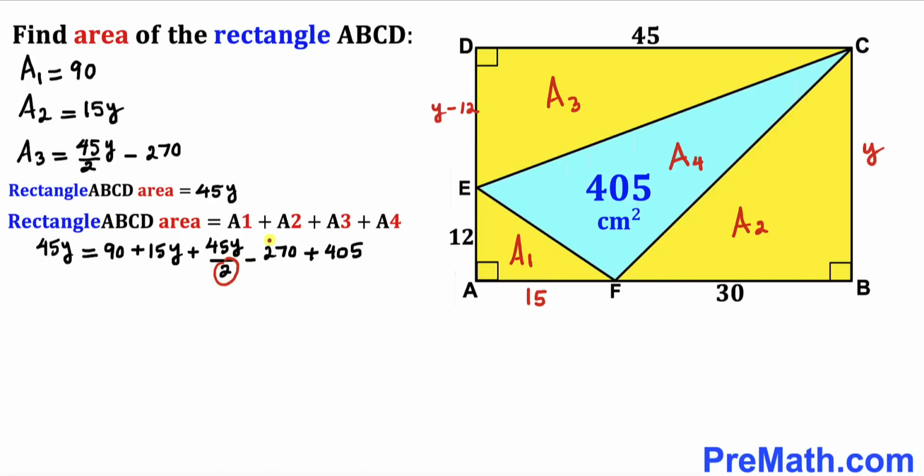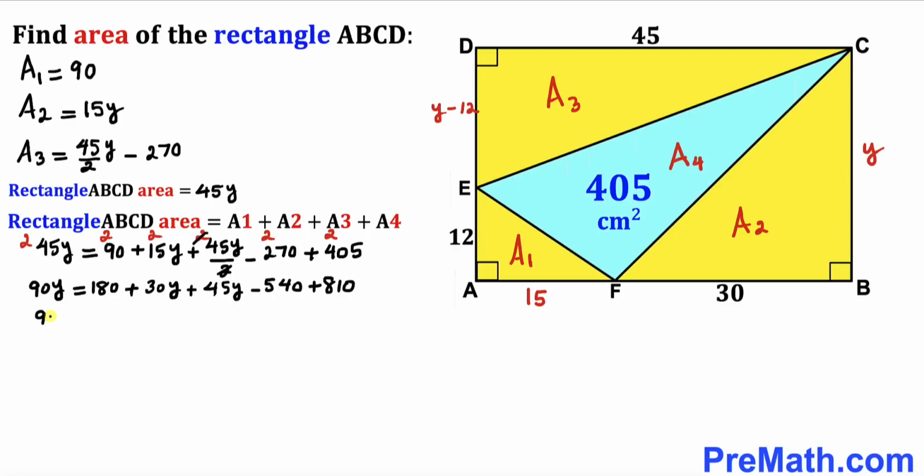Now we can see we have a fraction here, with 2 in the denominator. So I'm going to multiply each and every side of this equation by 2 across the board. When we multiply, 2 times 45y gives us 90y equals 180 plus 30y plus, here 2 and 2 cancel each other out, so we end up with plus 45y minus 540 and plus 810.